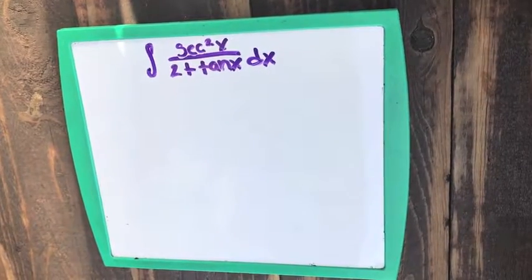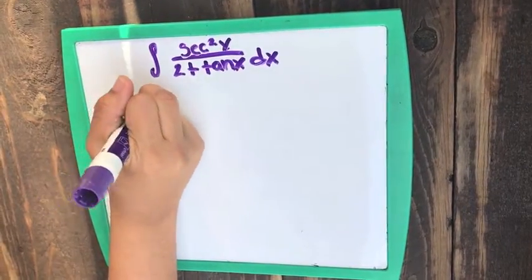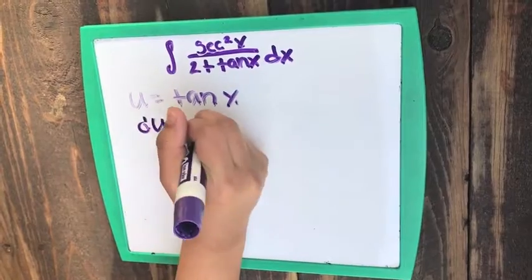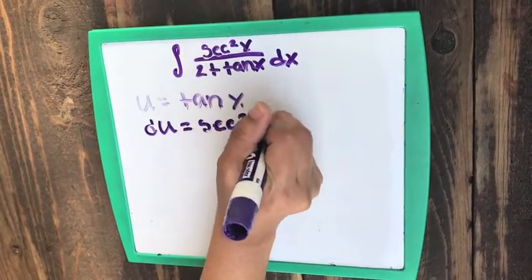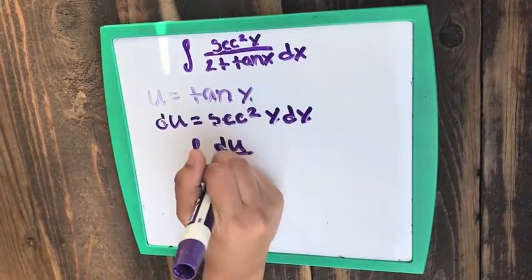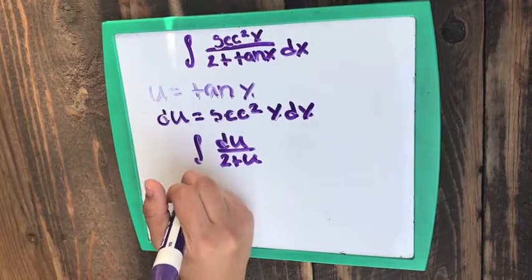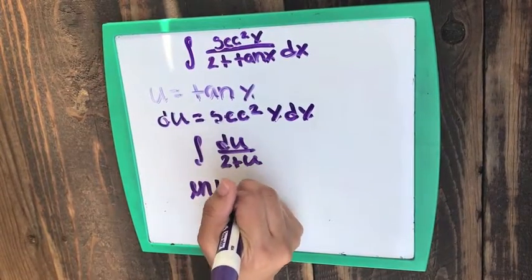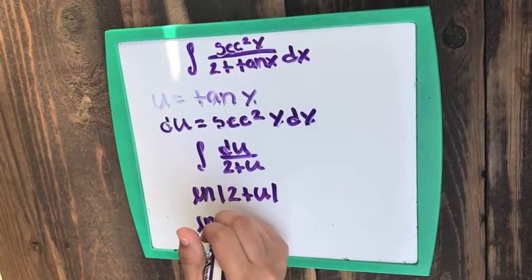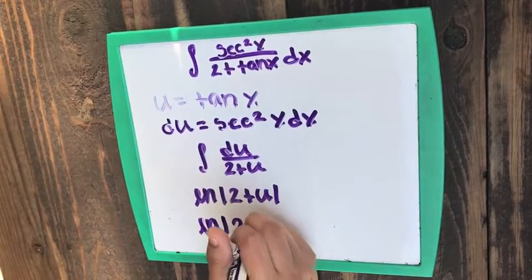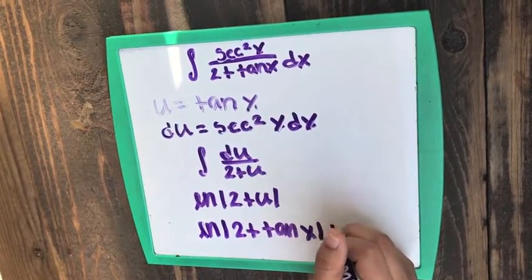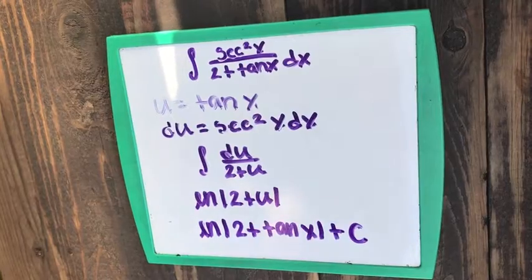So to start with this example, we're going to start by taking the u sub of tangent. So u equals tangent x. Then we're going to take the derivative of that, which is du equals secant squared x. So the integral ends up being du over 2 plus u. And since the derivative is on top, you will do ln absolute value of the bottom, which is 2 plus u plus c, but then you also have to resub the u, which in the final answer would be ln absolute value of 2 plus tangent x plus c.